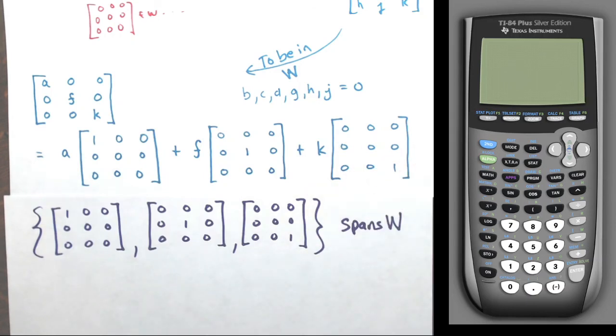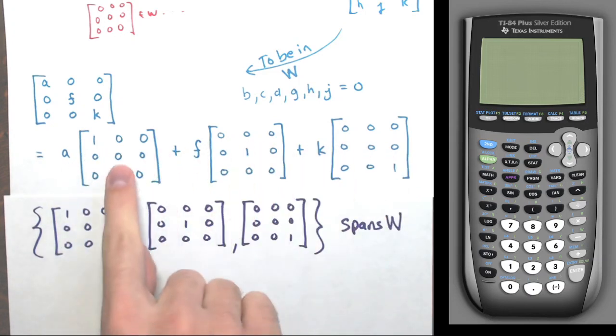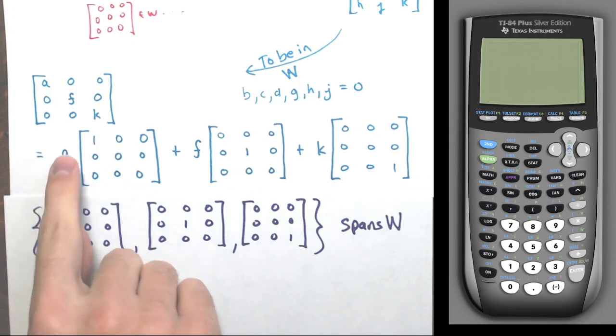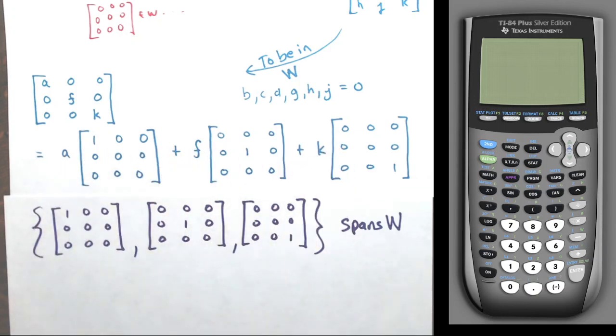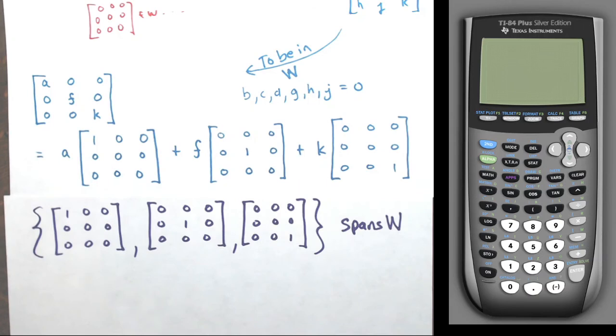Right, and that is the case, right? So when you set any linear combination of these three equal to the 0 matrix, the only scalars, the only A, F, and K that make that true would be the trivial solution 0, 0, 0. Right. And it's because the non-zero entries of these matrices don't have the same position, right? That's really why that's the only way that's going to work out. So it spans W and is independent.